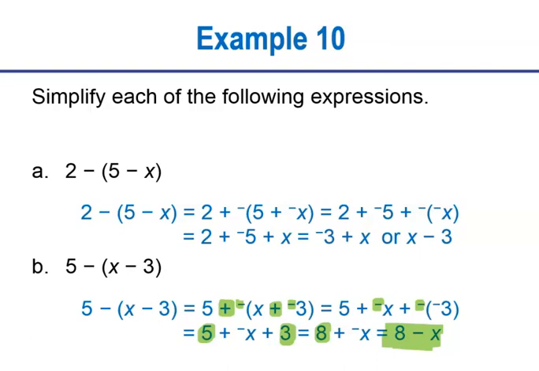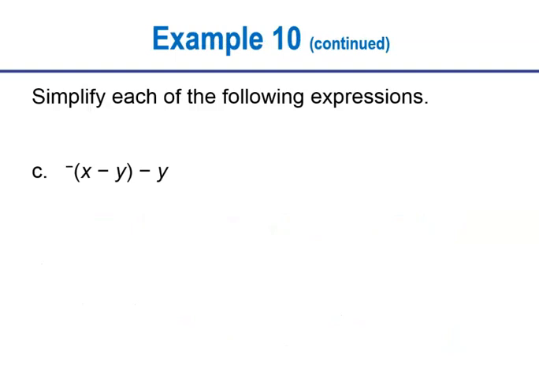Sometimes it's really hard to tell how you want to write this the most simplified way. And here's an example C where we're doing the same type of thing. So what do I want to do? I want to handle my subtraction parts first. So I'm going to change that subtraction to addition and change the sign, and change that subtraction to addition and change the sign. So this negative out front, I'm not doing anything with that yet. So x plus negative y, and then here again plus a negative y.